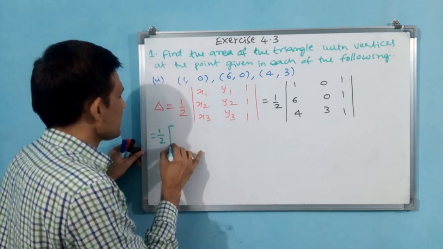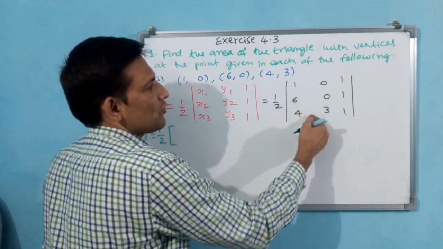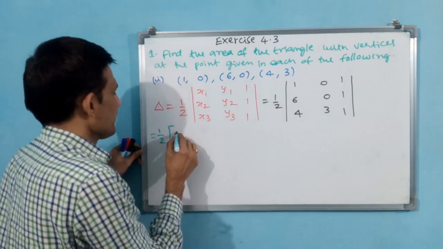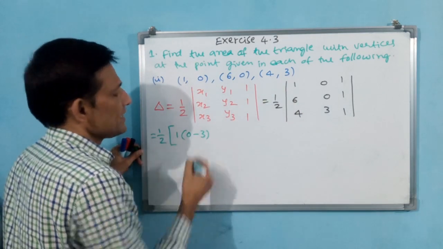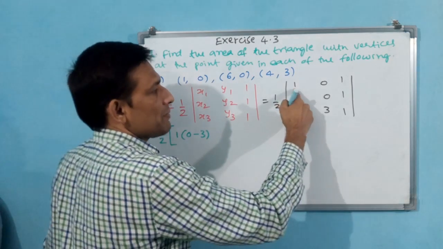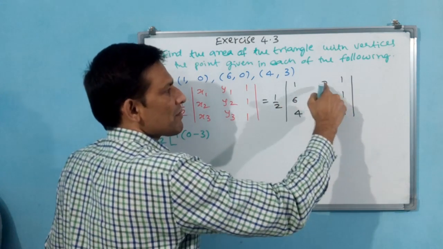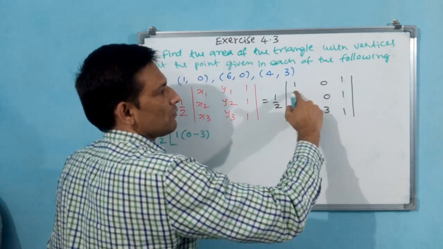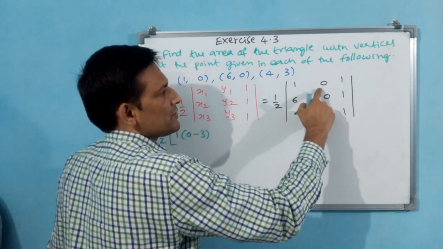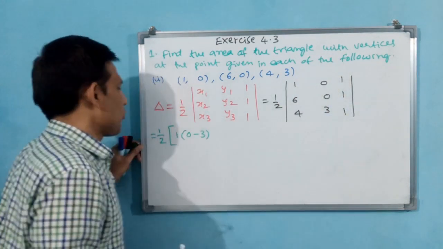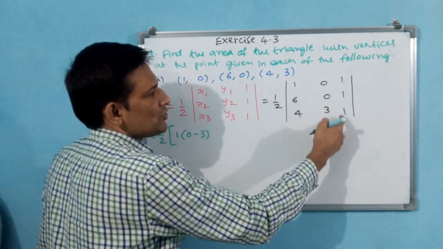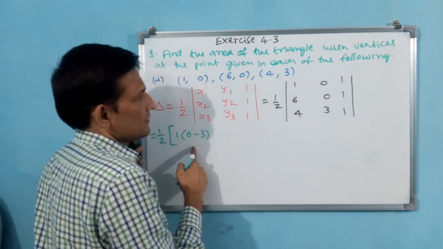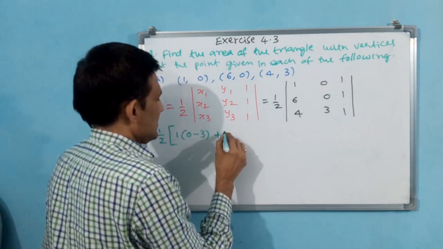That is equal to 1 by 2 into, you see, 0 minus 3. 1 into 0 minus 3. Is it okay? Why? Because we will expand R1. Why? Because one operation you can save. 1, 0, 1. Plus 1, 0, plus 1. Okay. See 1, 0, minus 3. Okay. Now plus 1 again.